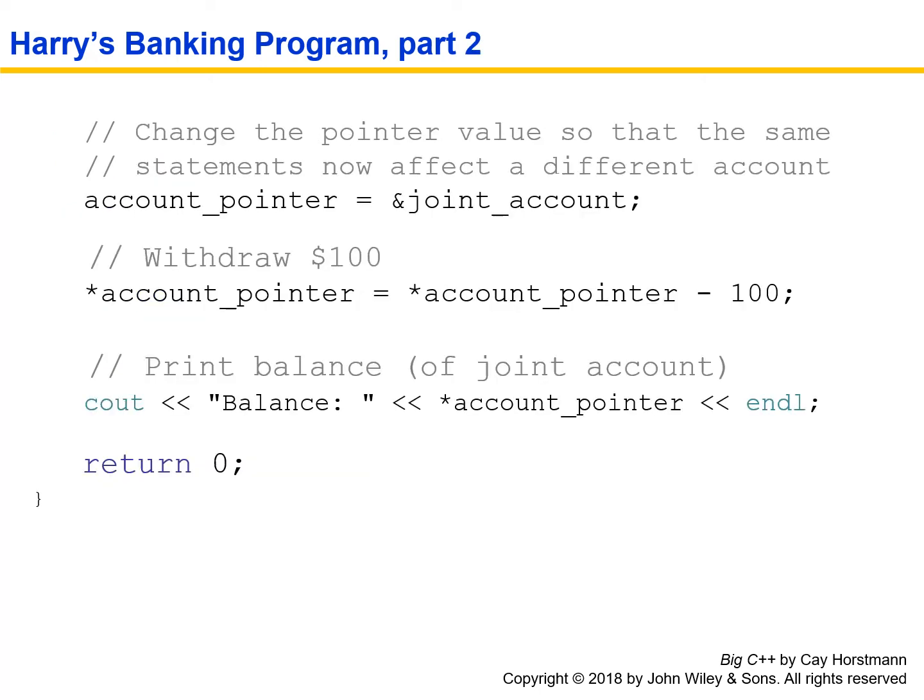Now we take account pointer and point it at joint account instead, and then star account pointer equals star account pointer minus 100. We take $100 out of the joint account, and then we print the balance of the joint account.